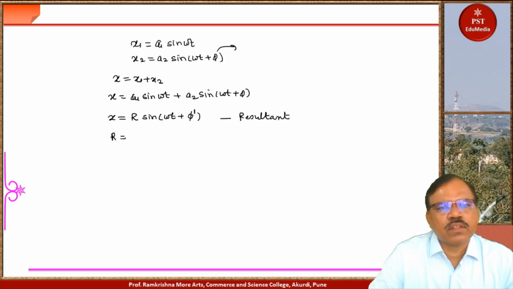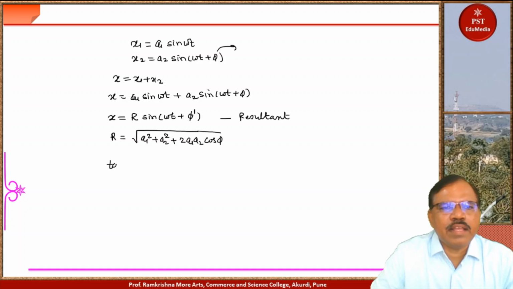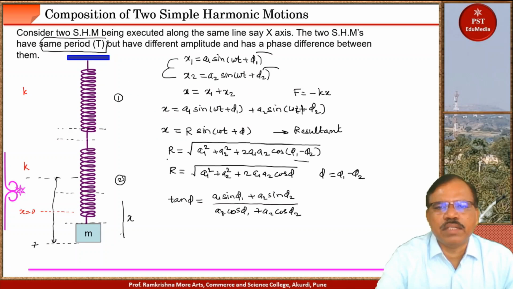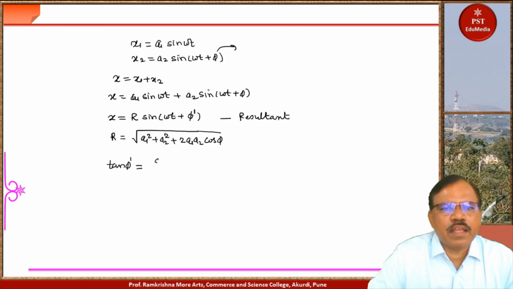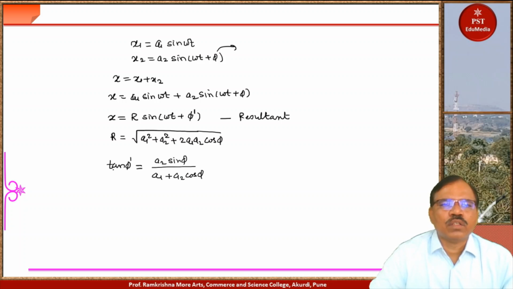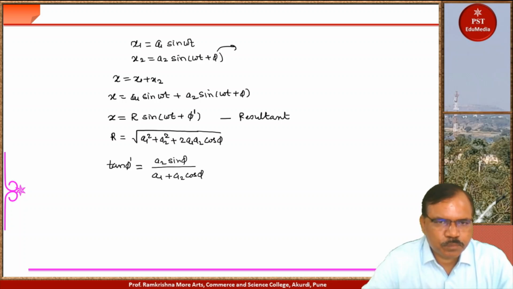Here R is again square root of A1 square plus A2 square plus 2 times A1 A2 cos phi, and tan phi dash is equal to, now we will use this equation, A1 sin phi 1 plus A2 sin phi 2 upon A1 cos phi 1 plus A2 cos phi 2 here. So phi 1 is 0, phi 2 is phi. So we get here A2 sin phi upon A1 plus A2 cos phi. So we get this tan phi dash.